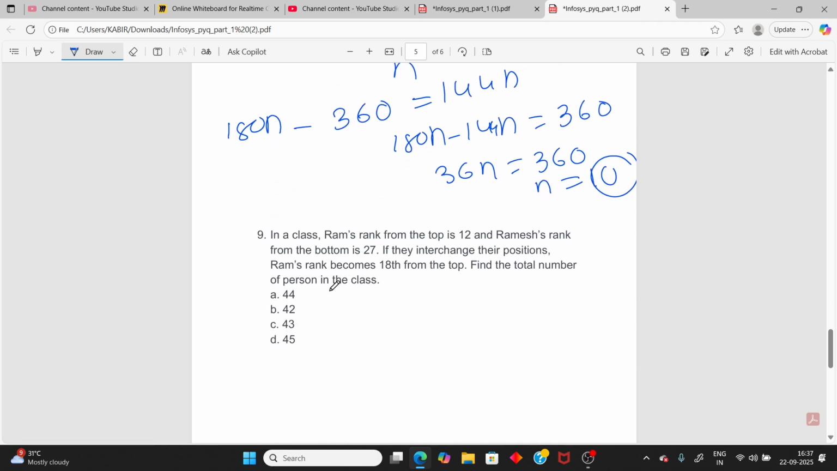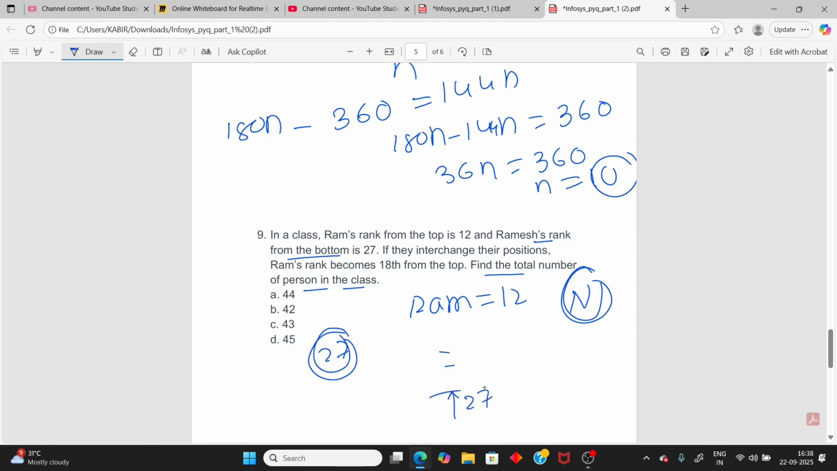Moving to the second last. In a class, Ram's rank from the top is 12, and Ramesh's rank from the bottom is 27. Find the total number of persons in the class; I am taking it as n. Ramesh is 27 from the bottom, so n minus 27 plus 1 would be his rank from the top. So that is n minus 26.